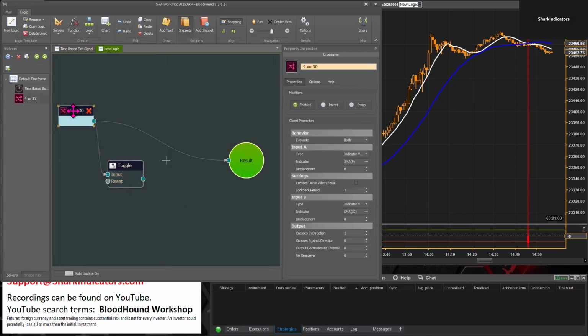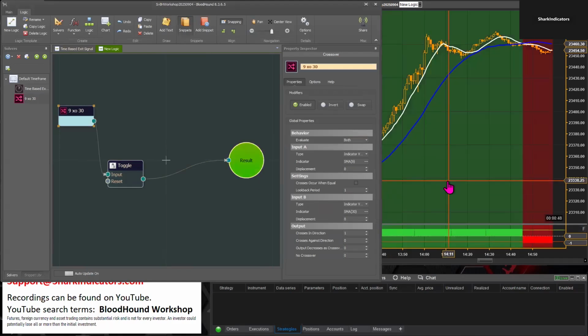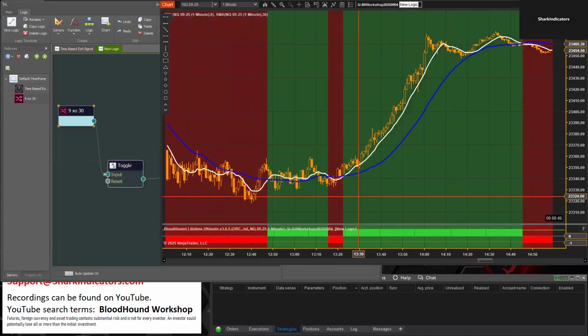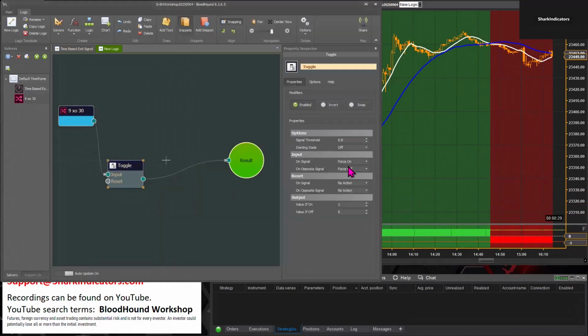What's going into the toggle node from this crossover are these crossover signals. We have one long, and then we have a short. If we look at the toggle node, we can see it fills in, takes this long signal and gives you a continuous long output down here. Then when a short crossover occurs, it flip-flops. That's just the default basic mode.